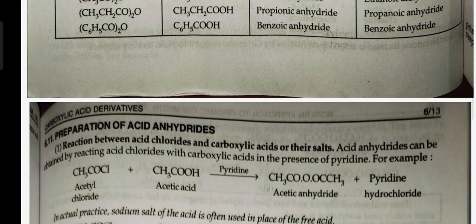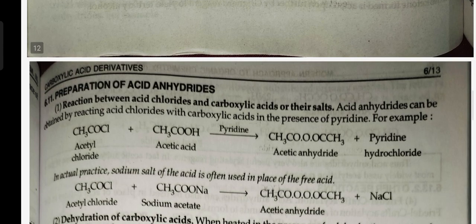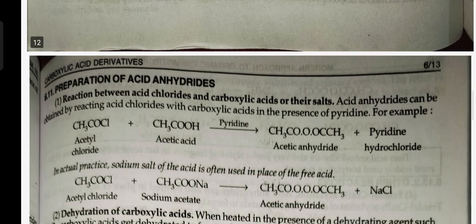Preparation of acid anhydride. Reaction of acid chloride with carboxylic acid and their salt. Acid anhydride can be obtained by reaction of acid chloride with carboxylic acid in presence of pyridine. For example, acetyl chloride plus acetic acid in presence of pyridine gives acetic anhydride plus pyridine hydrochloride. In actual practice, the sodium salt of the acid is often used in place of the free acid.